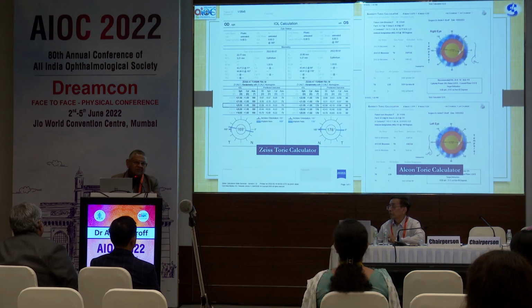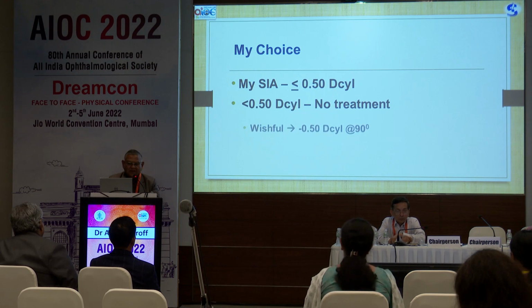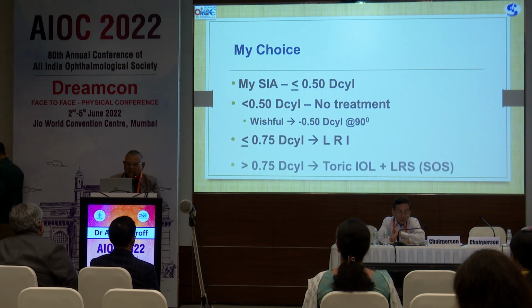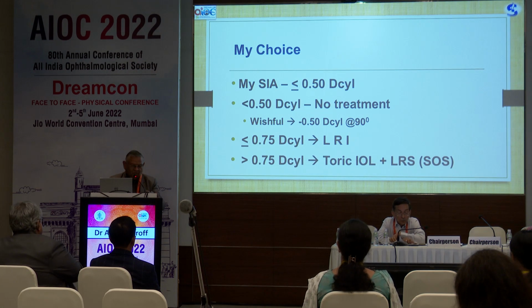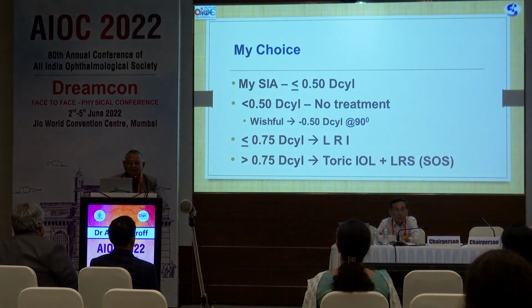There are various companies with their own calculators, and whichever lens you choose, you have to go for that. My choice, otherwise, normally, because my surgically induced astigmatism is more or less 0.5 cylinder, if the preoperative cylinder is up to that, I don't treat. And I would wish, on the contrary, that at the end of the day the patient should have minus half cylinder at 90 degrees. That will give the patient about 6/9 vision without glasses, even with a monofocal lens. If it is 0.75, then I would go for the LRI. But if it is more than 0.75, then a toric IOL.